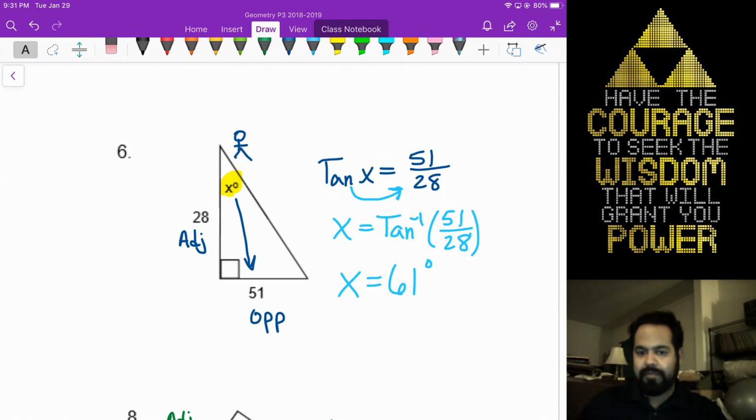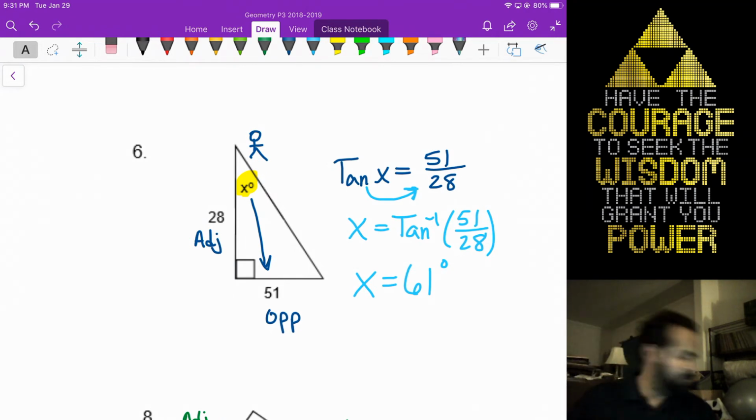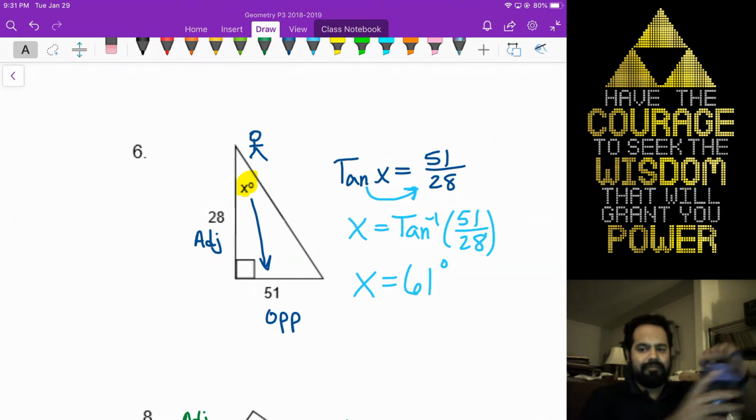And take a little water break. Yes, we can do number 7 as well. Oh, where'd my water bottle go? Oh, here it is.